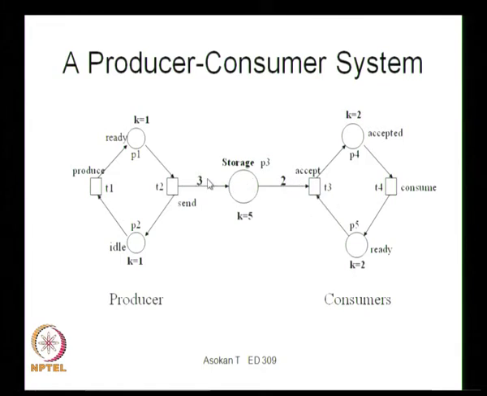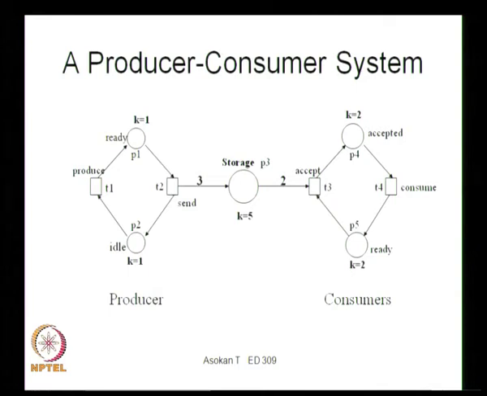So 3 can come at any time and 2 can be removed, and each consumer can take 2, but only 1 at a time, and it can be consumed. Once consumed, they can take items again. So this is the situation: you have the producer producing items and then going to the storage, and then it is consumed by the consumer.